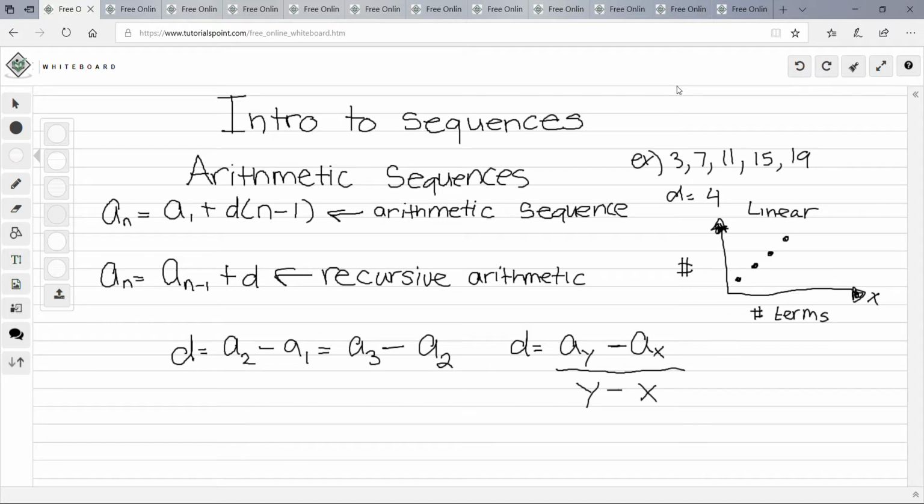Hi, today we're going to learn about intro to sequences. For this section I'm going to go over arithmetic sequences and geometric sequences. I will not go over quadratic sequences. So, the first one I'm going to go over is arithmetic sequences.